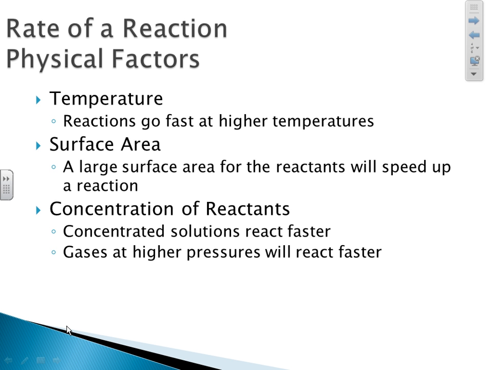Oh. If we're talking about gases, a higher pressure is equivalent to a higher concentration. So same thing.